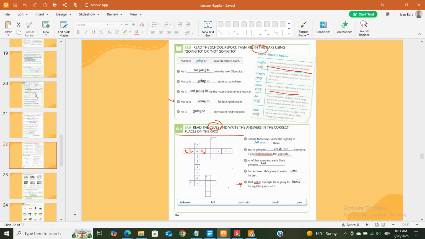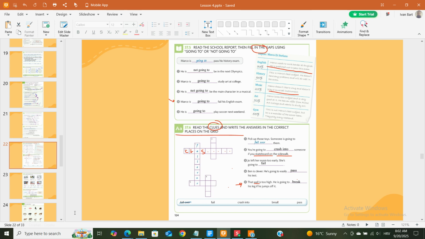History, 95%. This is Marco's best subject. He doesn't have any problems and will do well. Marco is going to study art at college. Music, 25%. He is not going to be the main character in a musical. Marco doesn't like to sing and doesn't play a musical instrument. Marco is going to fail his English exam.